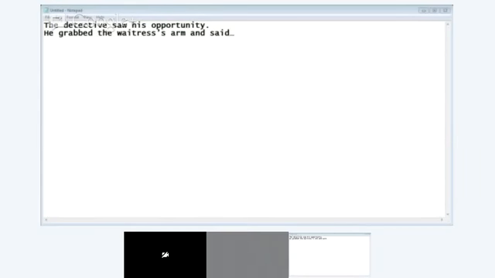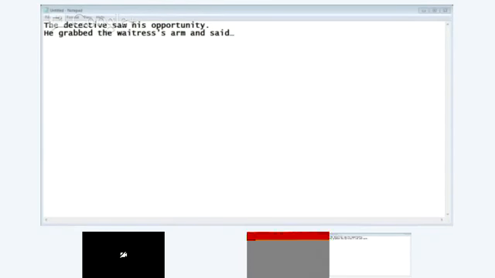So the detective saw his opportunity. He grabbed the waitress's arm and said... so notice, grabbed is "grabbed", not "grab it". So the detective saw his opportunity. He grabbed the waitress's arm and said... can you read it once more? The detective saw his opportunity. He grabbed the waitress's arm and said... arm. Get the R, like R, arm. Okay. Arm.